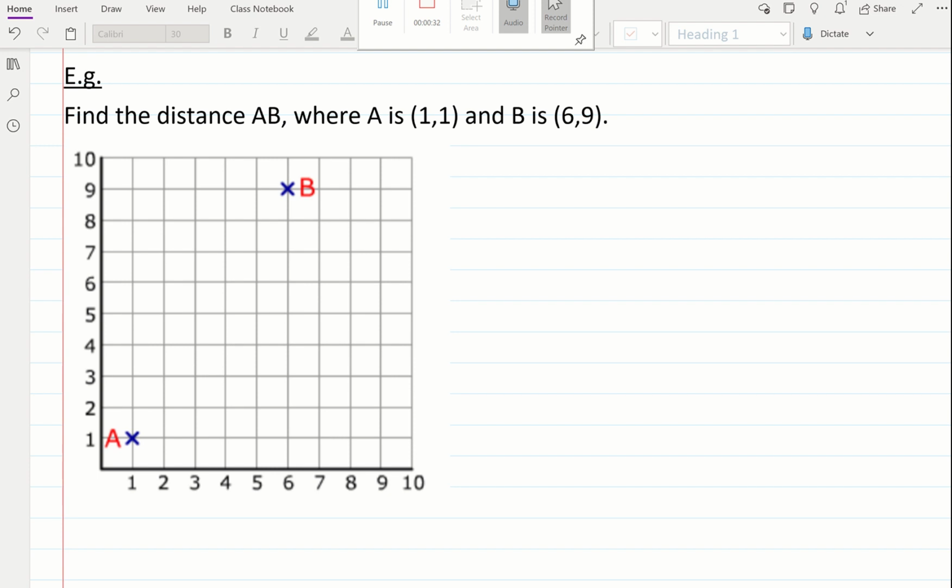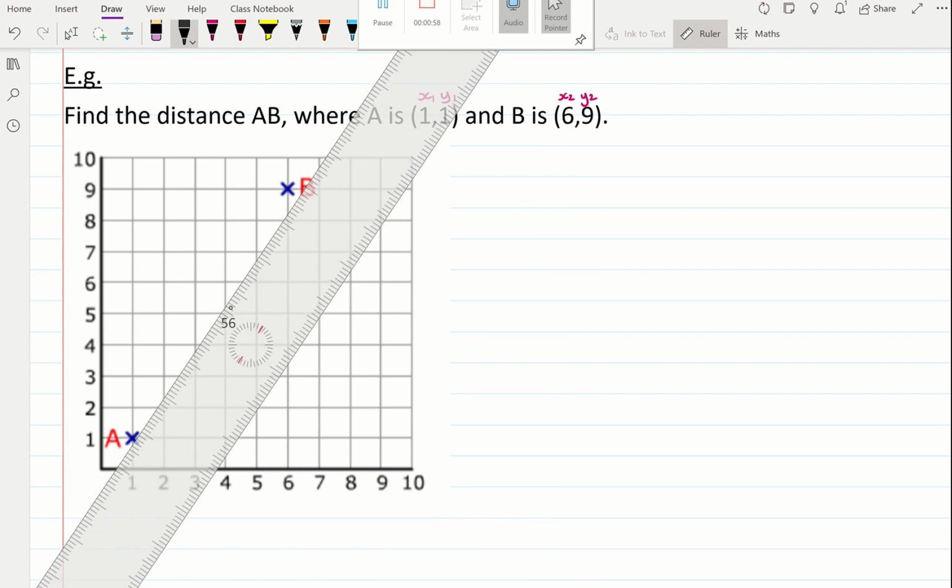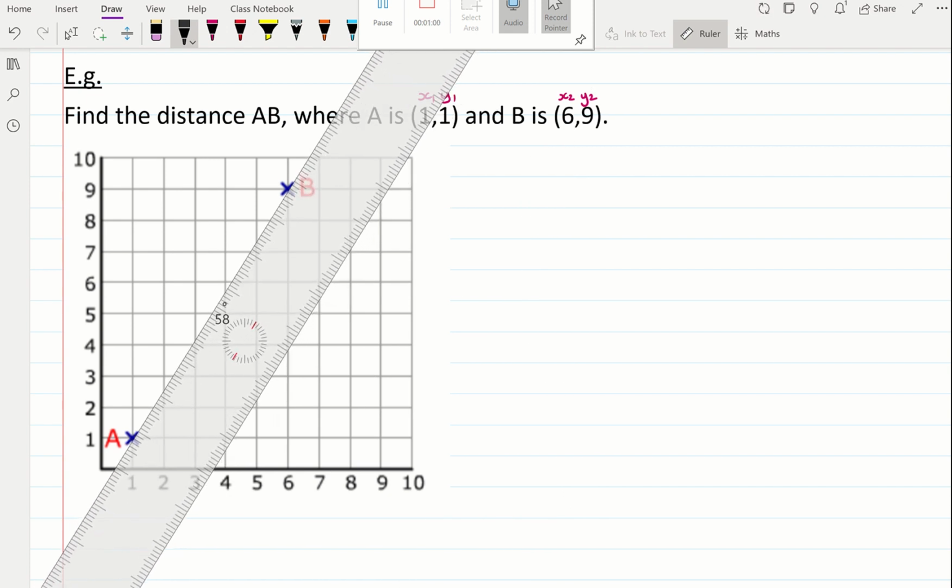So A is the coordinate 1, 1. Remember, the first number is x, the second number is y, and I'm going to call this x1 and y1 because they are the x and y belonging to the first coordinate. And I'm going to call this x2 and y2 because they're the x and y coordinates belonging to the second point on the grid. Now, the question says, find the distance AB. Well, the distance AB is the distance of this line or the length of this line.